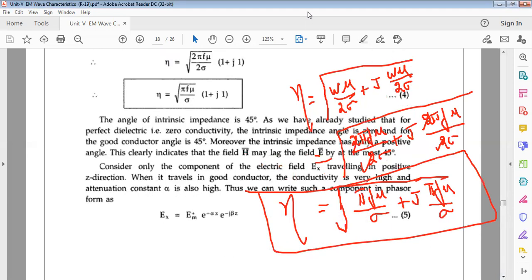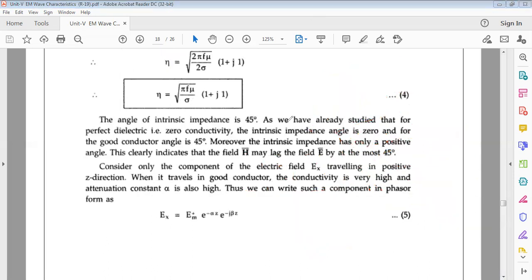Listen here. The angle of intrinsic impedance is 45 degrees, as we already studied that for the perfect dielectric, that is zero conductivity, the intrinsic impedance angle is 0, and for the good conductor, the angle is 45 degrees. Moreover, the intrinsic impedance has only the positive angle. It is clear that this indicates the field H bar may lag the field E bar by at most 45 degrees.